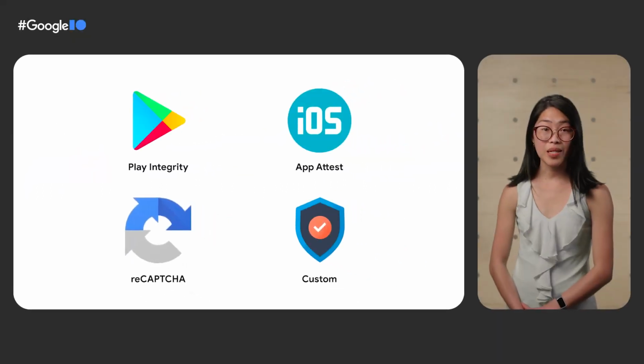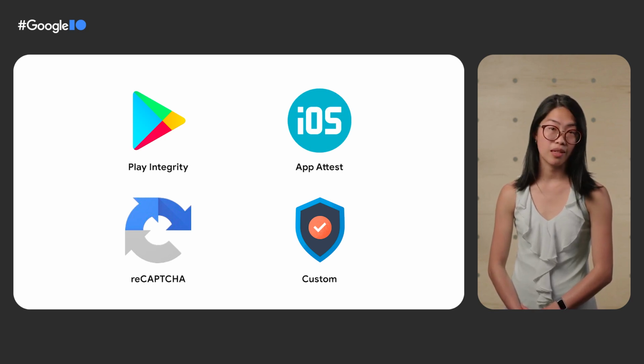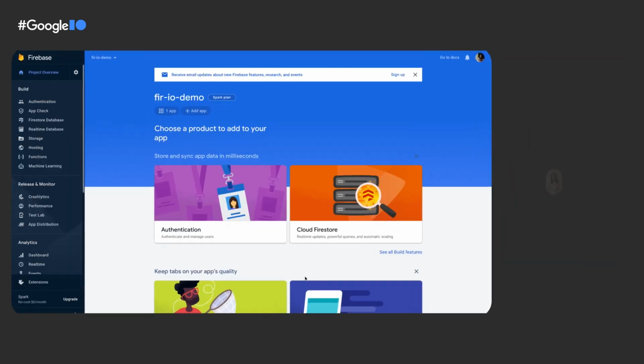It does so by utilizing platform-specific attestation providers like Play Integrity on Android, AppAttest on iOS, and reCAPTCHA on web, as well as custom attestation provider support, so that you can better protect your backends no matter what platform you use to build your app.